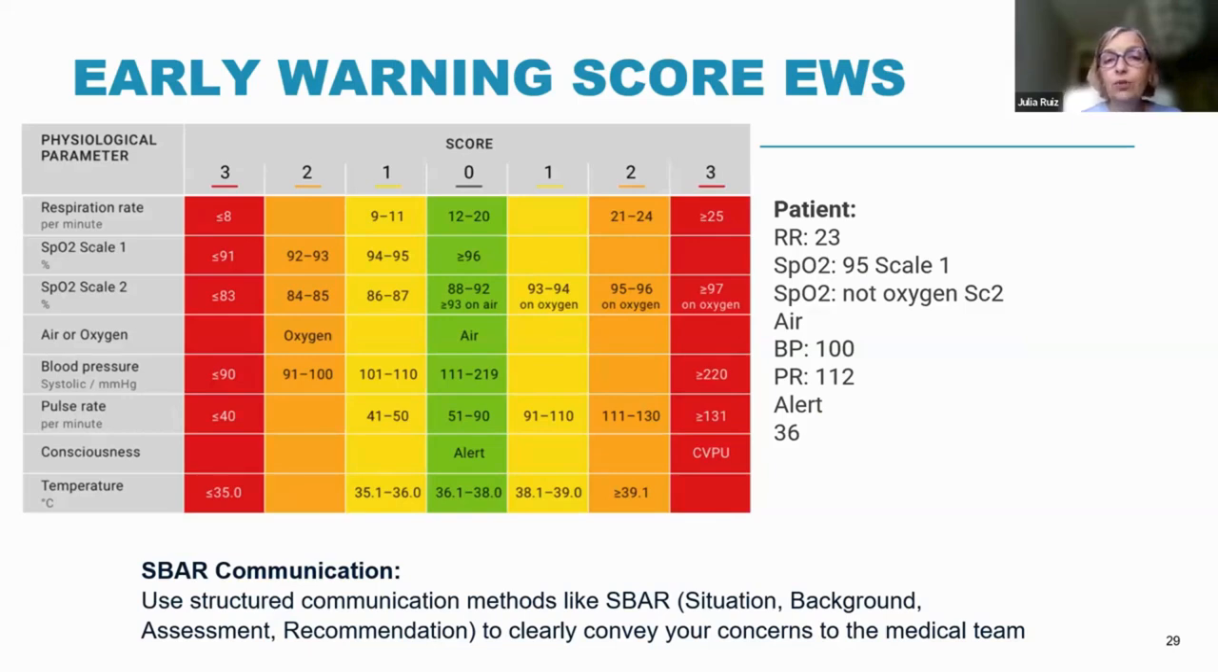I put here just an example so we can share and check the score that could happen for this patient. So we go to the room of the patient, and we have a patient with a respiratory rate of 23, oxygen saturation of 95. The patient is on air. Systolic blood pressure is 100. Pulse rate is 112. The patient is alert, and the temperature is 36 degrees Celsius.